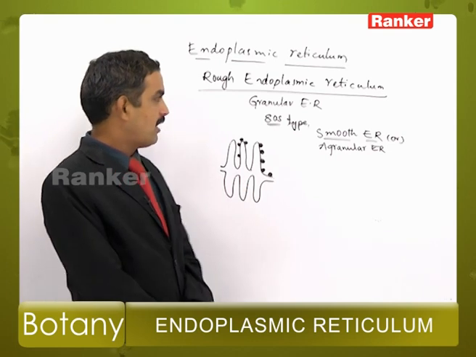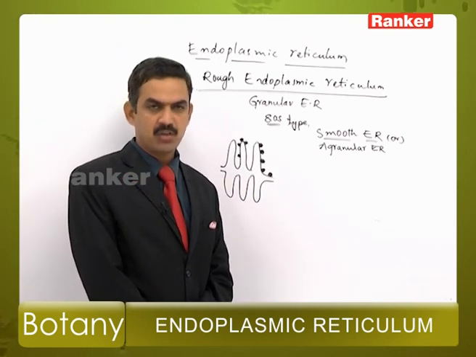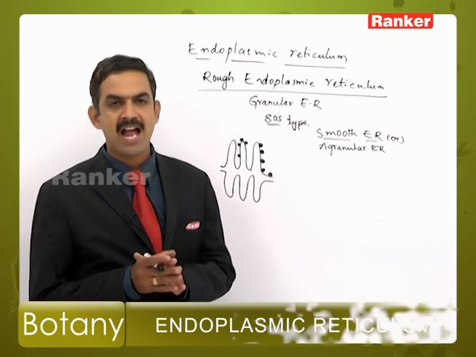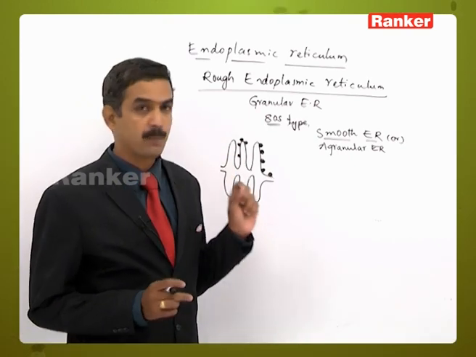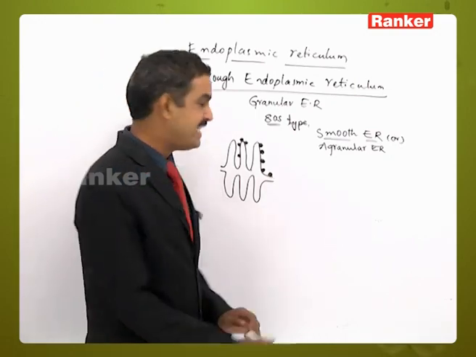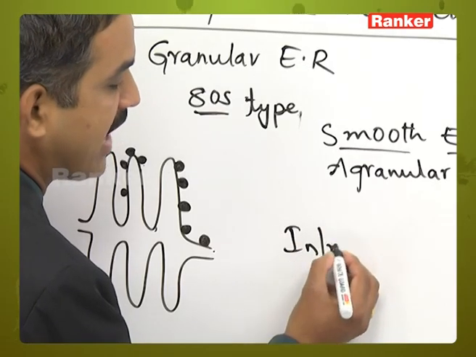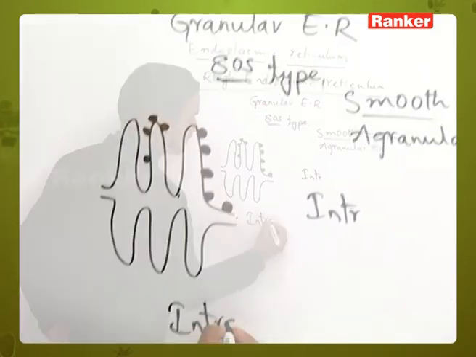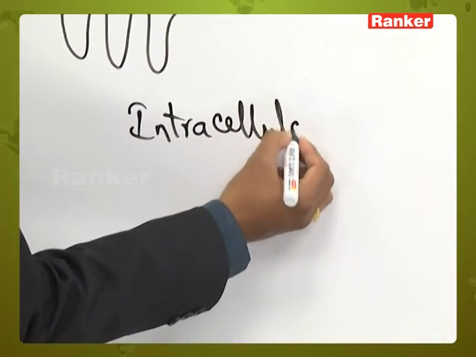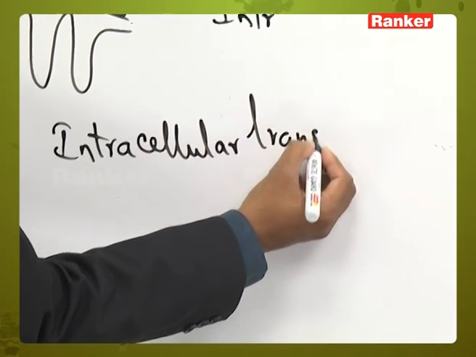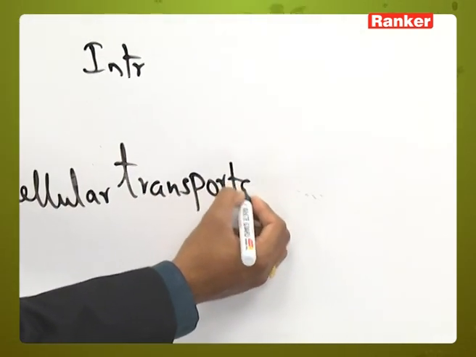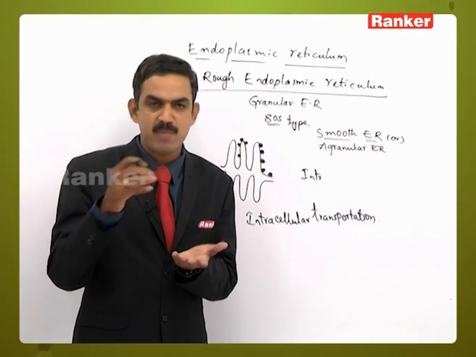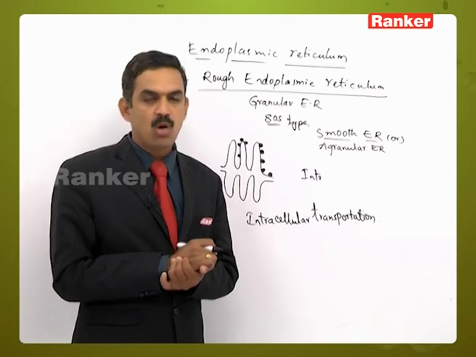So here, it may be either the smooth or the rough endoplasmic reticulum. Both of them are concerned with the spreading of materials, and particularly the endoplasmic reticulum is acting as an intracellular transportation channel. So here intracellular means within the cell, they are helping in the transportation of materials from one side of the cell to the other. How are they helping?